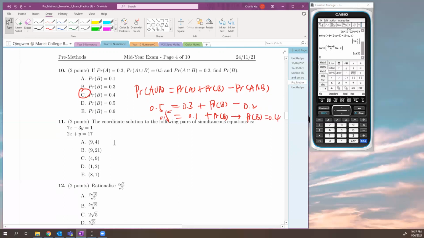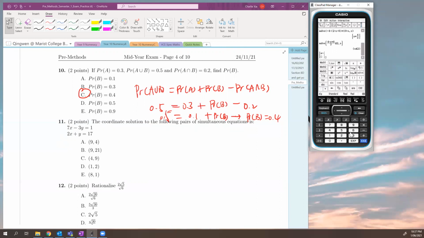Okay, question 11, to solve simultaneous equations, and it's a multiple choice question. So guys, just do it in your calculator. If you don't have this calculator, you're going to do it by hand, and I'm going to show you in a second. To do this using your calculator, just type this. In Math 1, let's type your equation in it.